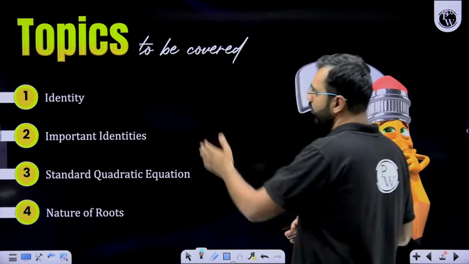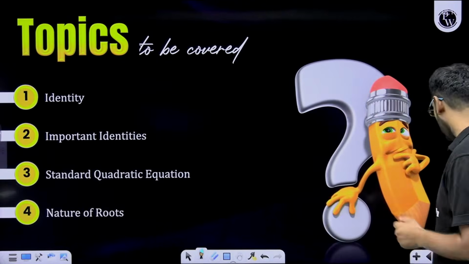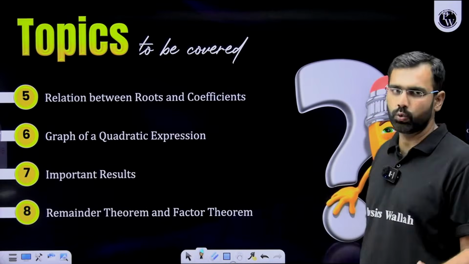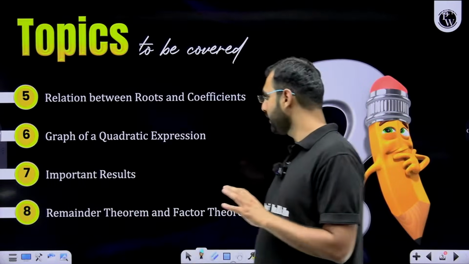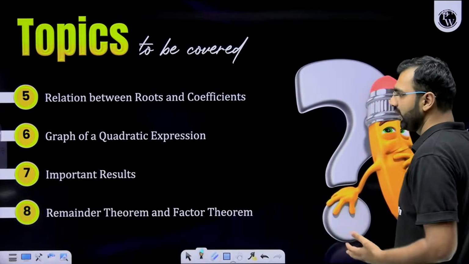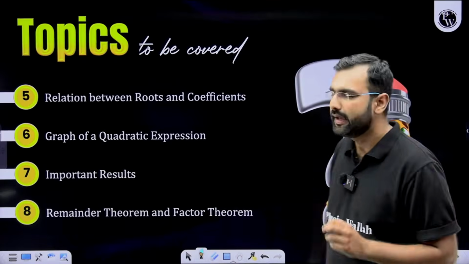First of all, we'll be exploring identities. We'll talk about identities and standard quadratic equations. We'll talk about roots, their nature, and then roots and coefficients. Then something really important, we'll talk about Newton's formula as well. So majorly, this is all that we'll be covering.